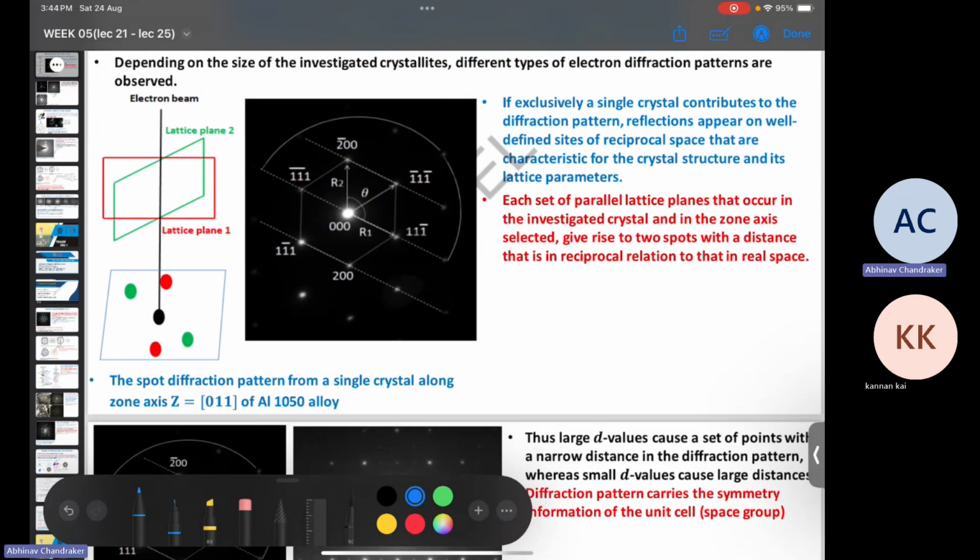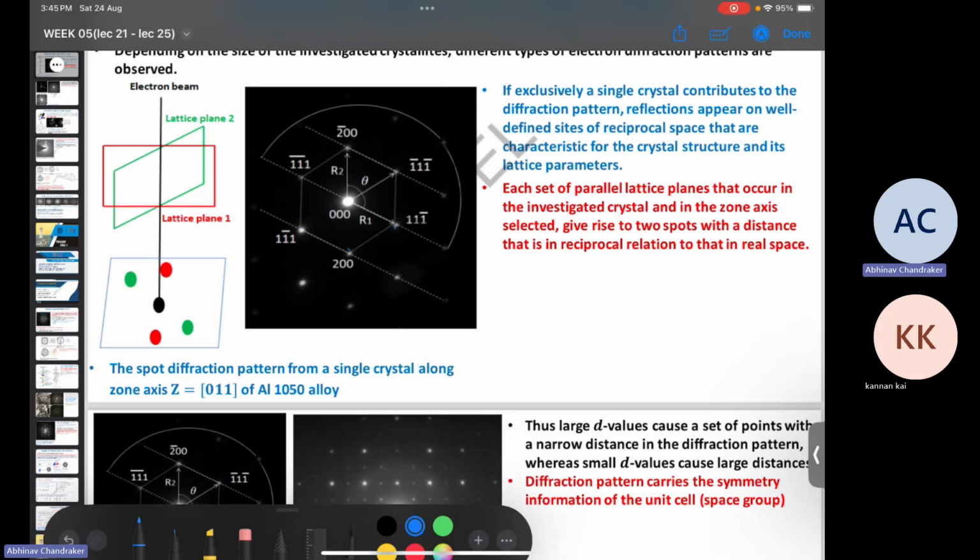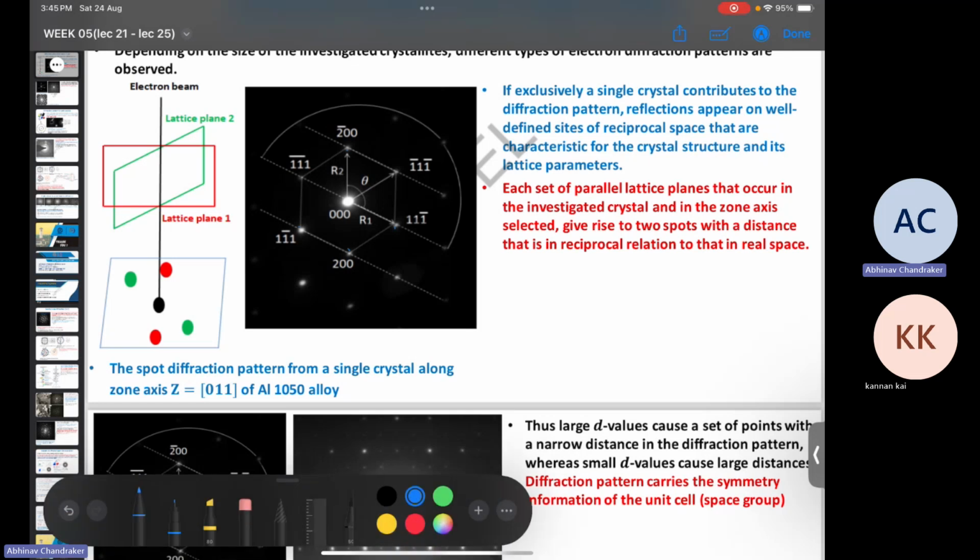In case we have a single crystal, which means there is a fixed orientation of all the planes, because of this the diffraction pattern that you will get will be very clear, something like this. We'll have multiple spots corresponding to all the planes which are undergoing diffraction.